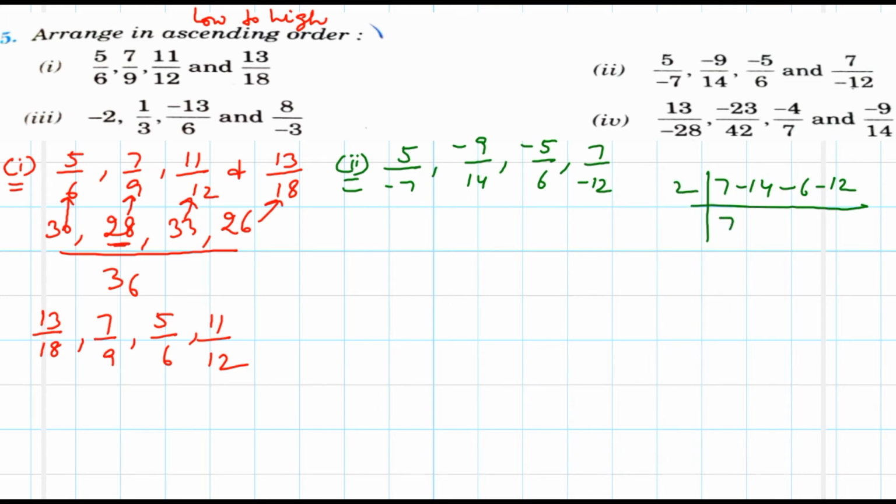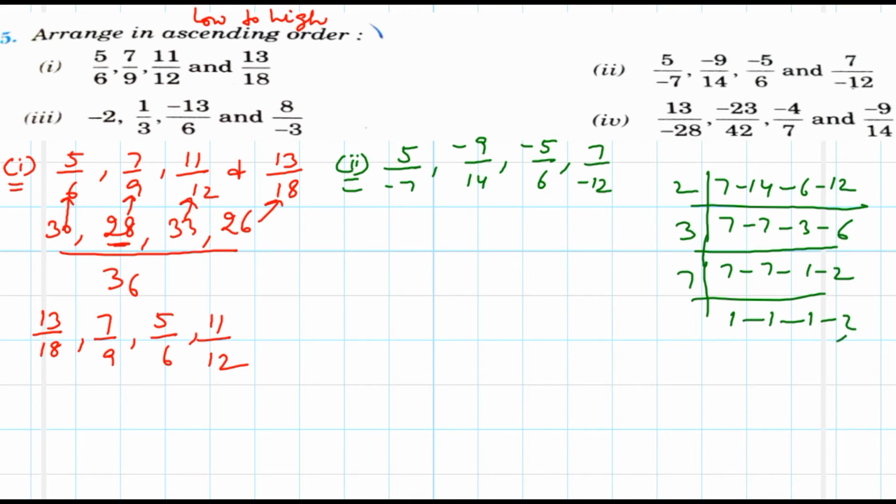So 2, 7, 7, 3, 6. Again 3, 7, 7, 2. Now 7, 1, 1, 1, 2. 7 twos are 14, 3 fourteens are 42, 2 forty-twos are 84, which is the LCM. Now we will see this one is in minus, this one is in minus, so minus minus has become plus, so our LCM would be plus 84, right?